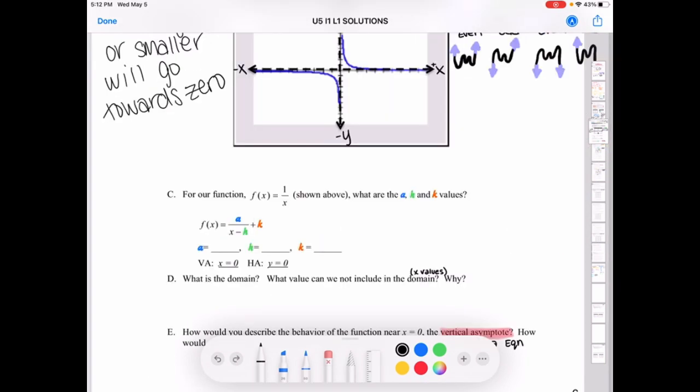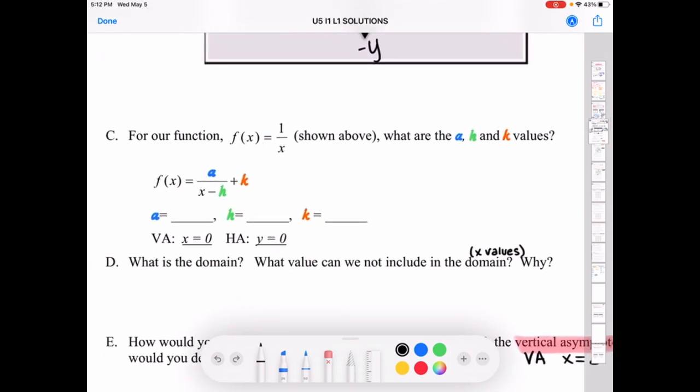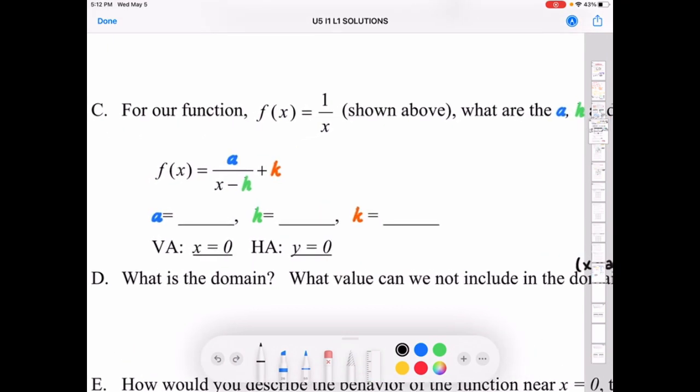So they want now to know what are my a, h, and k values for this function. So my function's 1 over x, and they have this a over x minus h plus k for you over here, just to kind of remind you where to find those values. But here I have 1 as my a value, 0 as my h value, and 0 as my k value. Because this is the same thing as saying 1 over x plus 0, which gave me that h value, plus 0, which is that k value.